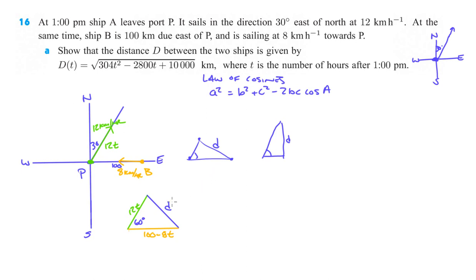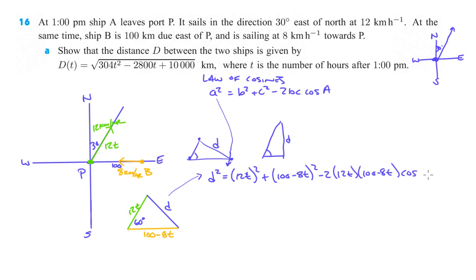So we'll do from this over here using our law of cosines, sorry, coming down here. So we get, in this case, d squared is going to equal the other two sides, so that's going to be, say, 12t squared plus 100 minus 8t squared minus 2 times 12t times 100 minus 8t, all times the cosine of a, which is 60. So it's this big mess here.